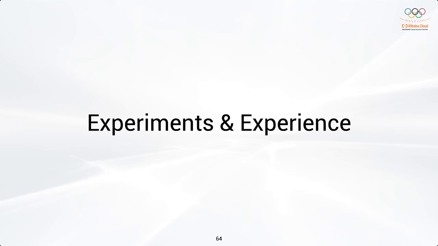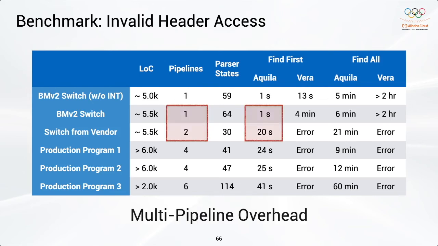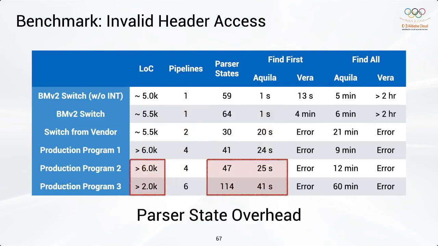Now let's see how Aquila performs. We choose invalid header access as the benchmark to evaluate Aquila's verifier, and record the time to find the first bug and find all bugs. Results show that multi-pipeline is a major overhead of verification, because with more than one pipeline, the verifier must encode the deparsers and additional parsers. Parser state is another overhead of verification.